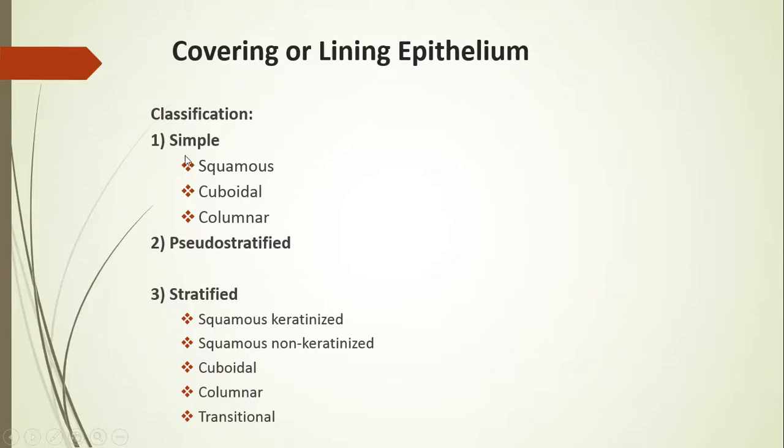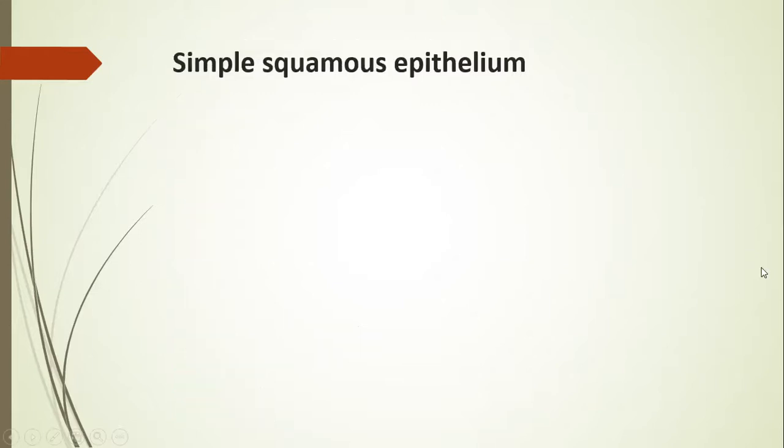So we have simple squamous, simple cuboidal, and simple columnar, and then the stratified types: stratified squamous keratinized, stratified squamous non-keratinized, stratified cuboidal, stratified columnar, and stratified transitional epithelium. We will talk about each one by one. The first one is the simple squamous epithelium, which is a single layer of squamous cells.